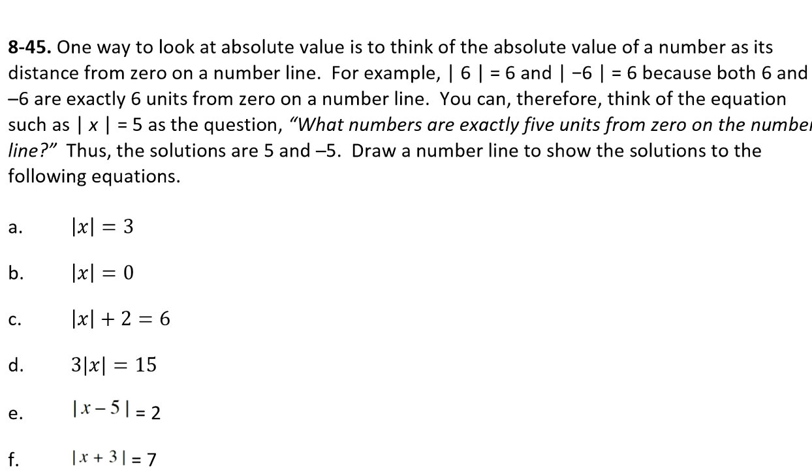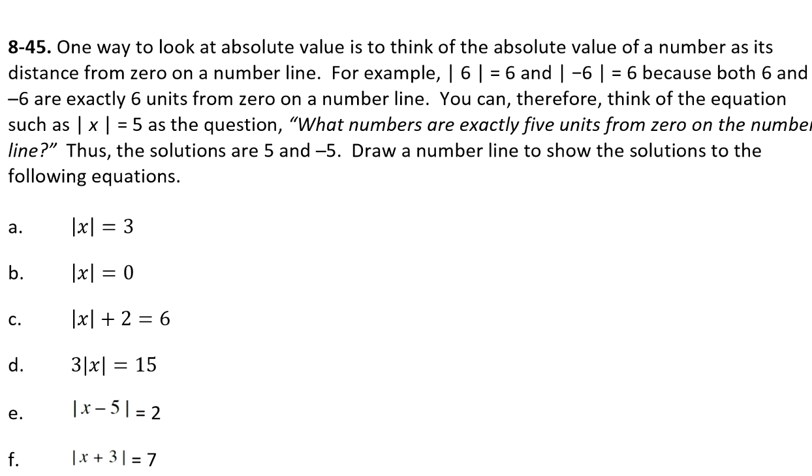I love this question because it's kind of instructive. It says one way to look at absolute value is to think of the absolute value of a number as its distance from 0 on the number line. For example, the absolute value of 6 is 6, and the absolute value of negative 6 is 6 because both 6 and negative 6 are exactly 6 units from 0 on the number line.